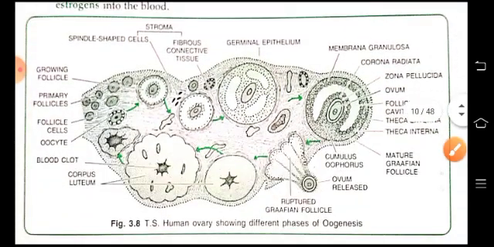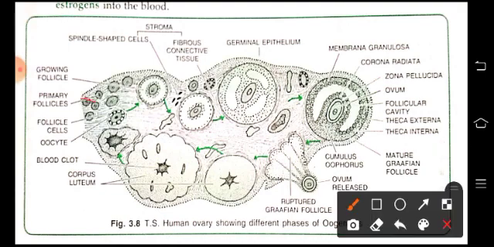So here is the TS of the ovary, and it shows the different phases of oogenesis. So this is the primary follicle and the growing follicle. Then after that, fibrous connective tissue is formed and germinal epithelium is present here. Now this is the growing follicle. See here, growth. Okay, now it becomes the mature graafian follicle, which has different layers.